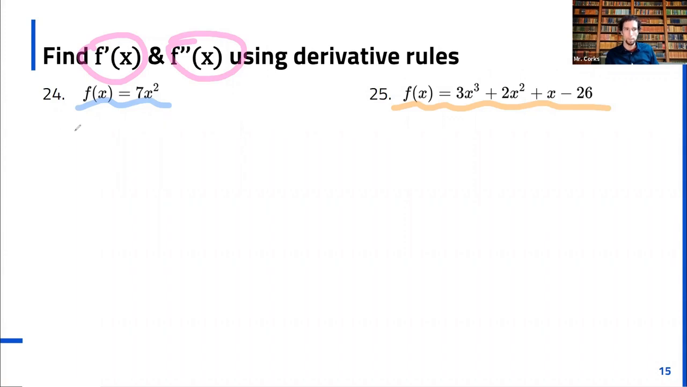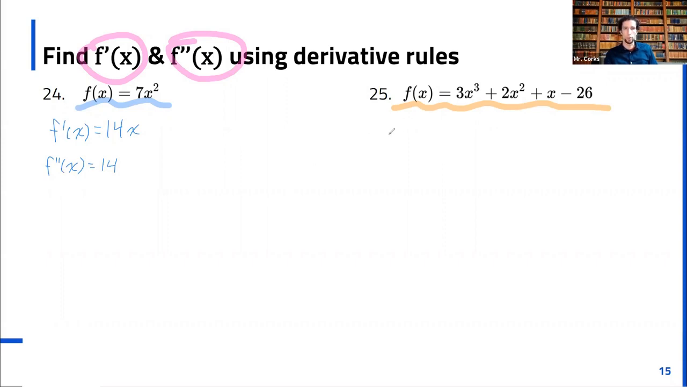14x. Okay, so let's again practice reading out the left side as well. So f prime of x is equal to 14x. And our second derivative? F double prime of x equals 14. There. That's it. That one's pretty easy. And our one on the right, a little bit longer.